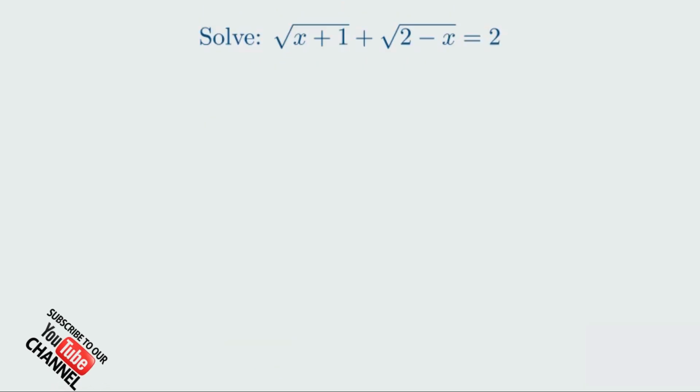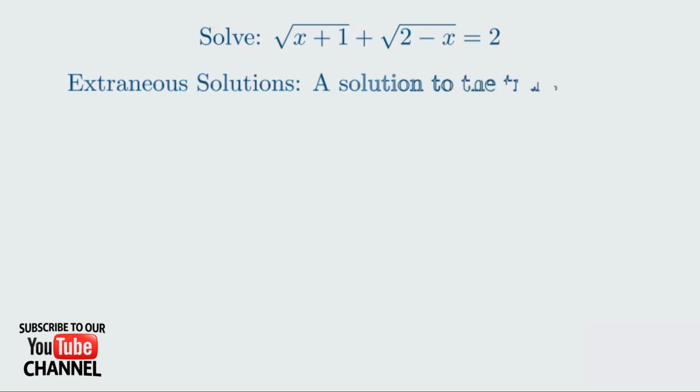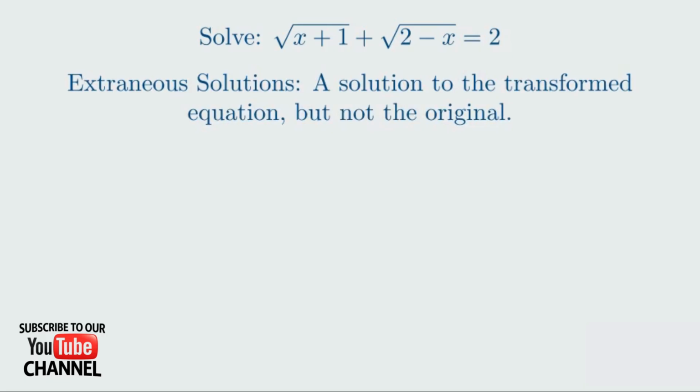We found our two solutions from the quadratic equation. But we're not done yet. Whenever you square both sides of an equation, you risk introducing what are called extraneous solutions. An extraneous solution is a value that satisfies the transformed equation, but not the original one. We must check our answers. This step is a must for any radical equation problem.